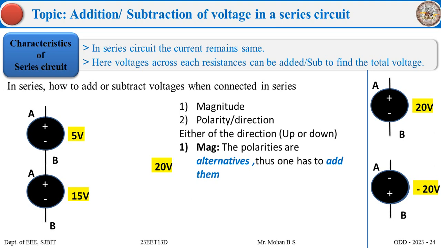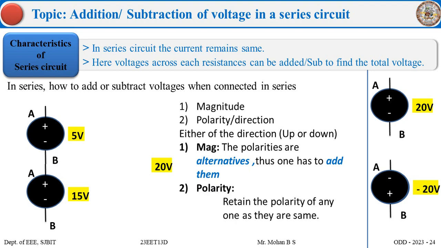Now what about direction? We retain the polarity of any one, as they are the same. For 5 volts at the top we have positive, for 15 volts at the top we have positive. As I said, observe any one side. Or at the bottom of 5 volts I have negative, and at the bottom of 15 volts I have negative. Thus the upper is positive and the bottom is negative, and it is 20 volts.